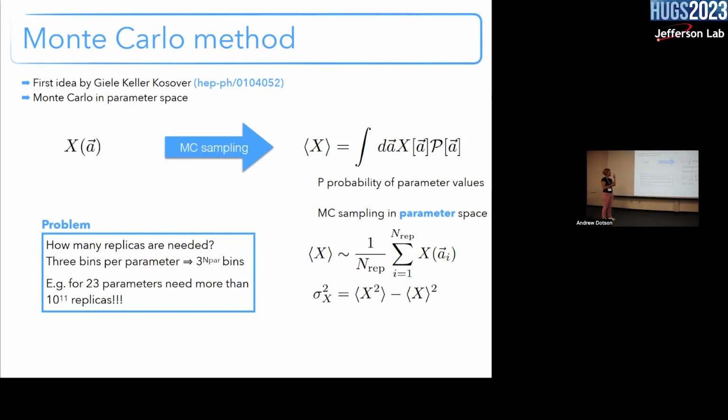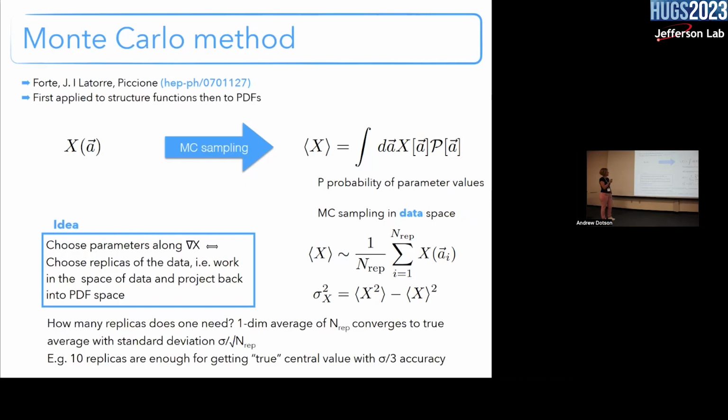So the idea was revised by some of my collaborators in NNPDF. The idea was, why instead of doing a Monte Carlo sampling in the parameter space, don't we do a Monte Carlo importance sampling?